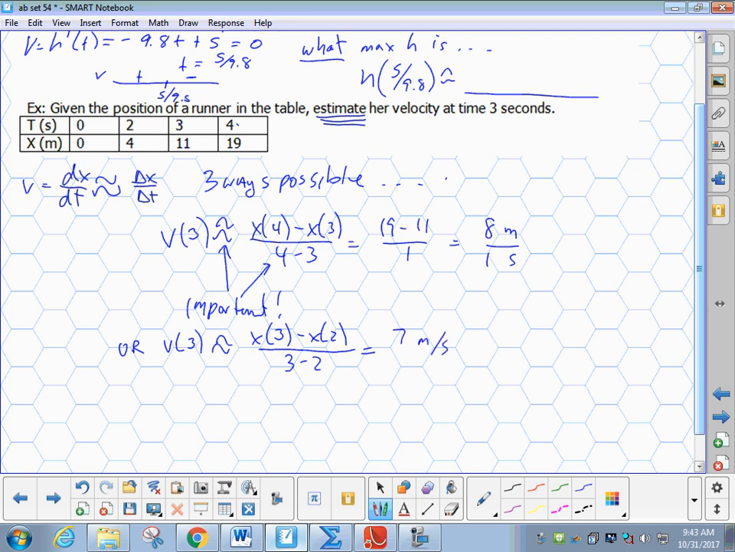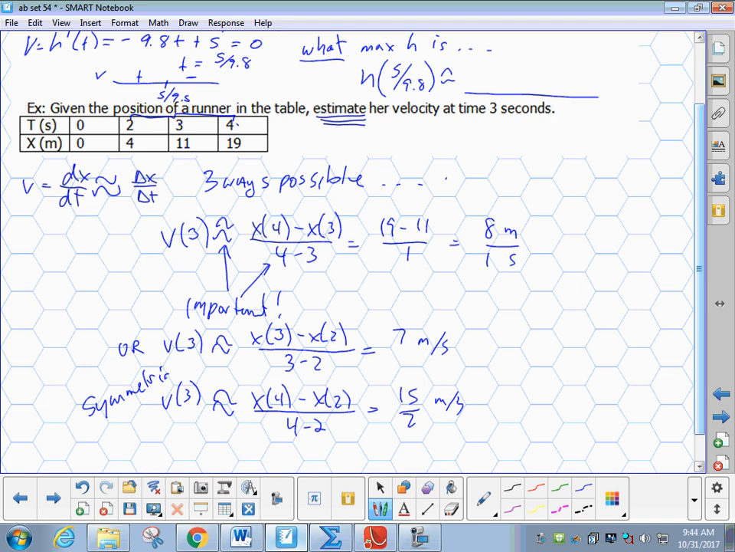Now, because there is a symmetric difference on either side of 3, you could also use the symmetric definition, and say something like x at 4 minus x at 2 in a symmetric way. That's exactly 1 unit on either side and as close as I can get. Keep in mind the bottom is going to be not 1 unit now, but 2. And so that is more like 15 halves meters per second. All those would be acceptable.